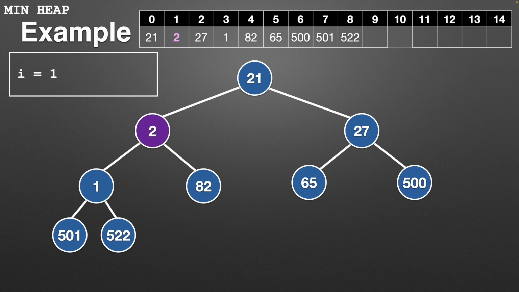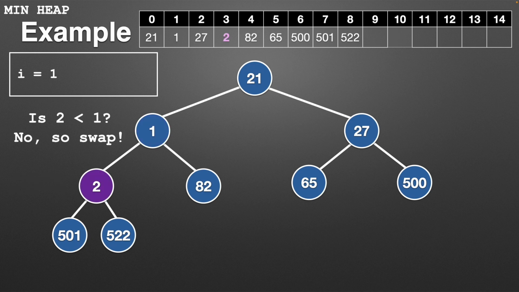And so now I becomes 1, so we go to the node at 1, which is 2 over here. And we go through the same process. Its smallest child is 1. And so we can ask the question, is 2 less than 1? No. It's not. So we swap it.